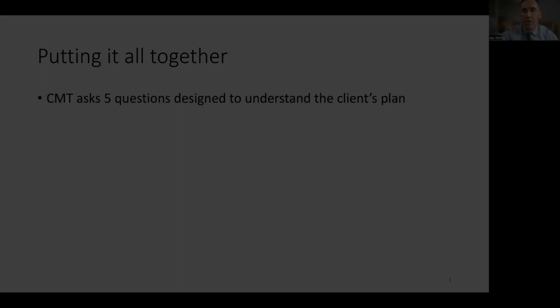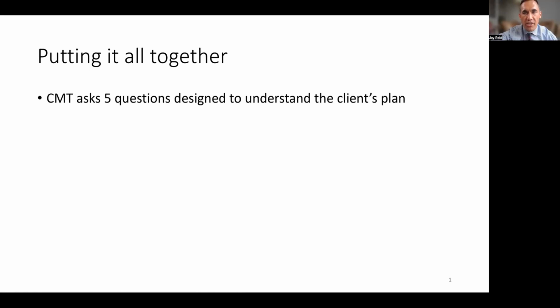Okay, let's take a look at the 5 steps towards a case formulation in control mastery theory. Putting it all together. Control mastery theory asks 5 questions designed to understand the client's plan. The plan is actually with a capital P in control mastery theory, and it refers to the 4 topics discussed already in this series. That is, what are the client's goals?